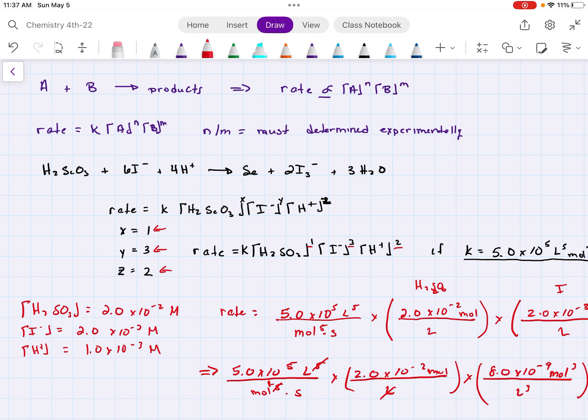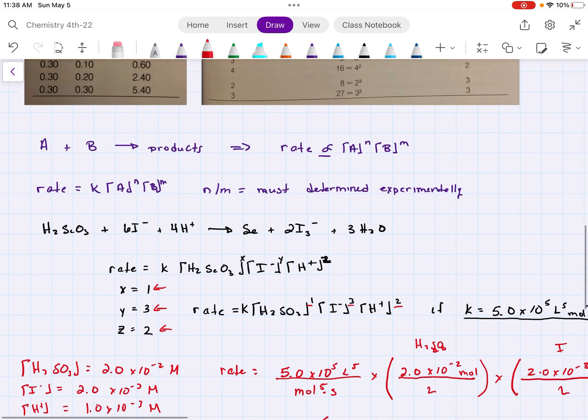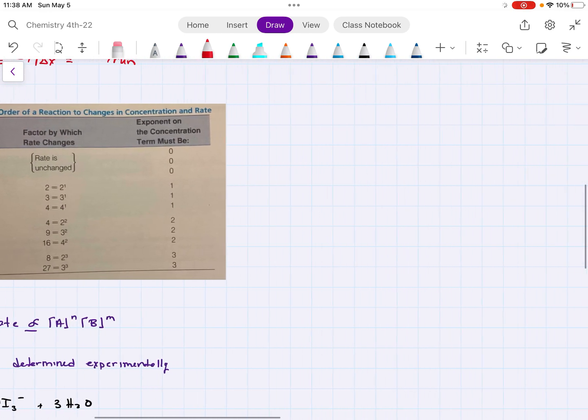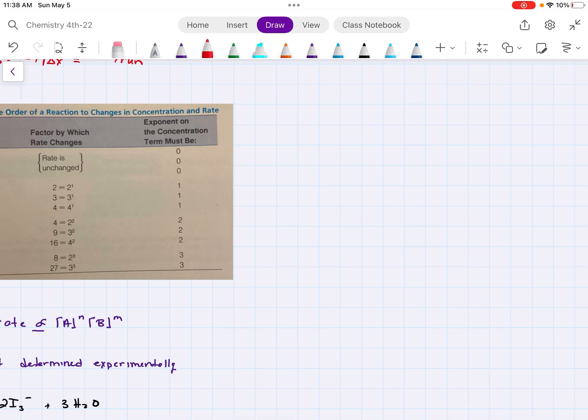How do we determine the exponents of a rate law, if you can't use the coefficients from the balanced equation? Okay, so now we're going to move back up to these graphs over here. I'm going to scooch over this way, and we're going to take a look. So remember that the rate of a reaction is equal to the rate constant times the molar concentration of reactant A to the n, times the molar concentration of reactant B to the m.